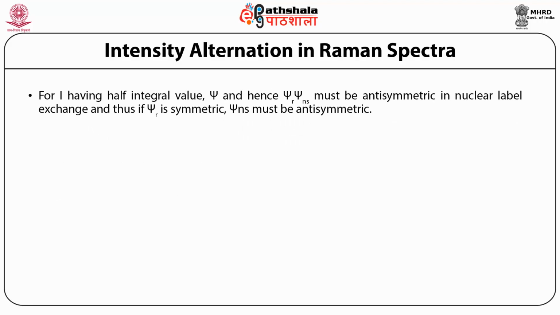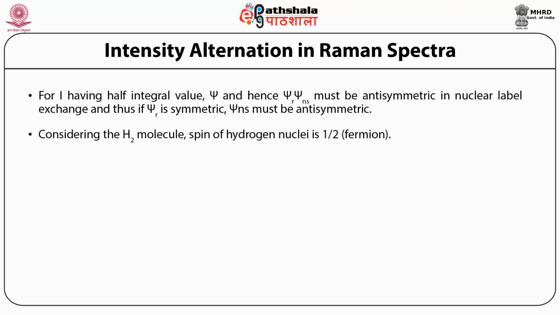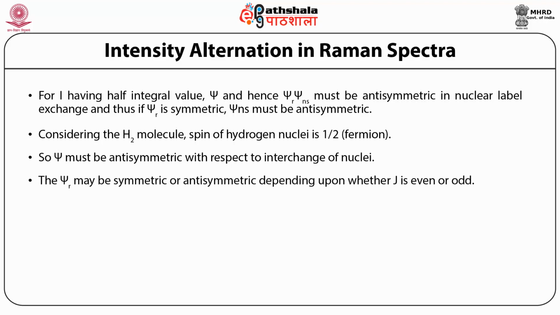For I having half integral value, psi and hence psi r, psi ns must be antisymmetric in nuclear label exchange, and thus if psi r is symmetric, psi ns must be antisymmetric. Considering the hydrogen molecule, the spin of hydrogen nuclei is half, which corresponds to fermions. So psi must be antisymmetric with respect to the interchange of nuclei. The psi r may be symmetric or antisymmetric depending upon whether J is even or odd.